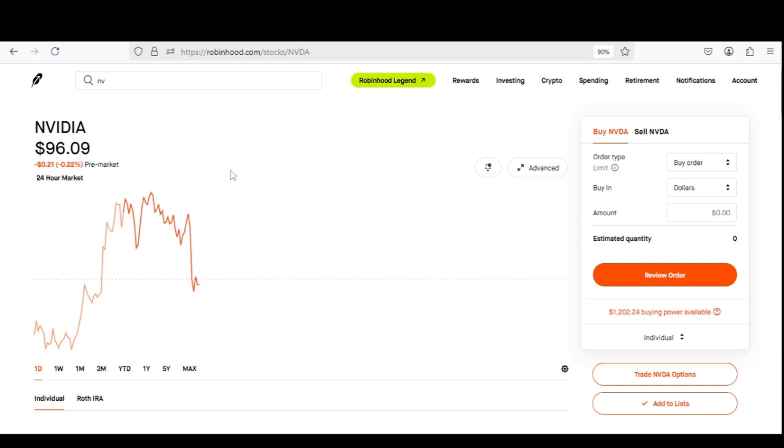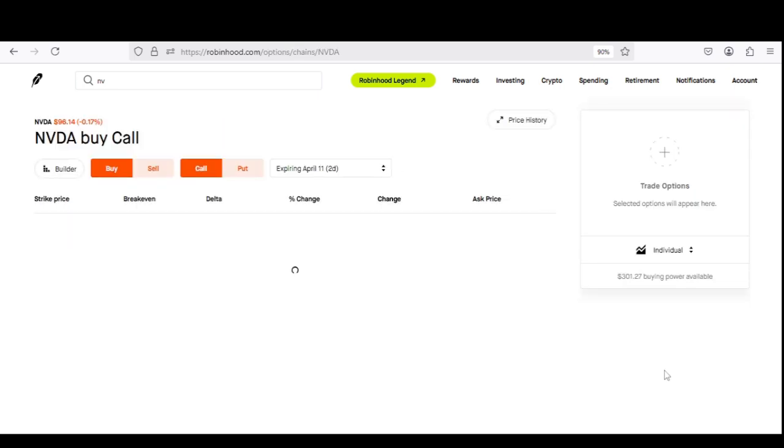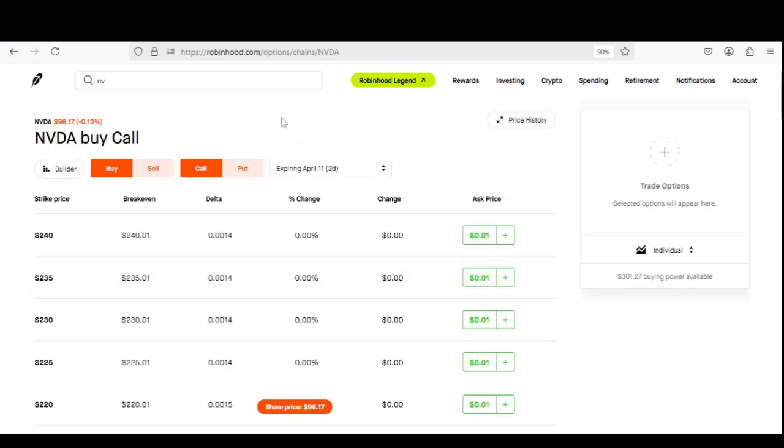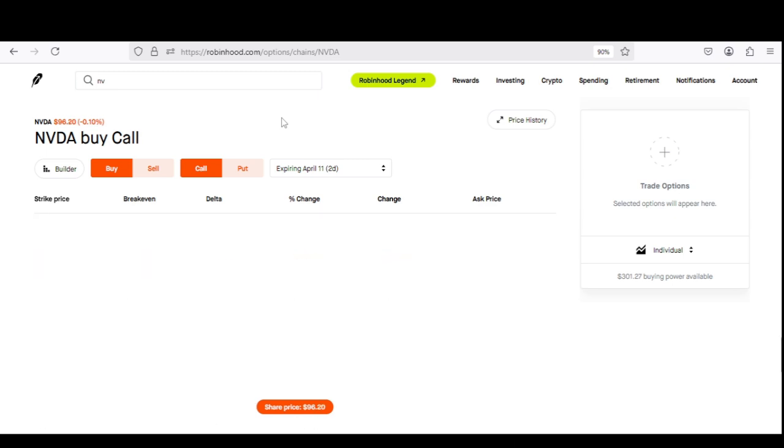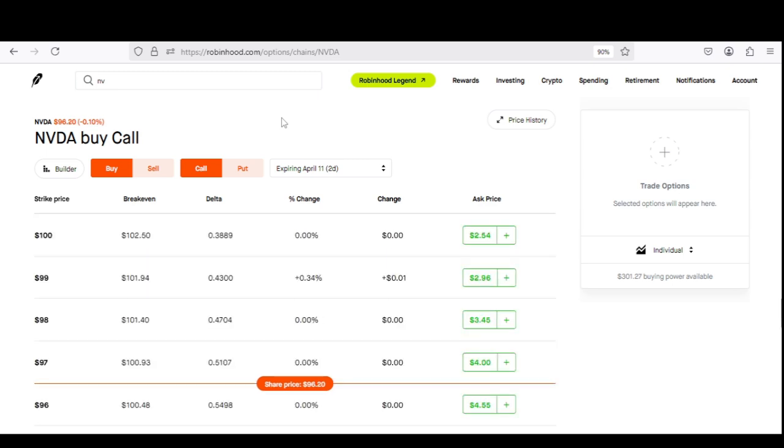Now for today's video, we're going to be using none other than NVIDIA, ticker NVDA. So let's get started like we usually do by going to trade NVIDIA options down to the bottom in order for us to open up the option chain. Now, for those of you that are new to options trading or you're new to my channel, this area down here is known as the option chain. The purpose of the option chain is that it gives us enough information in order for us to make a very informed decision.